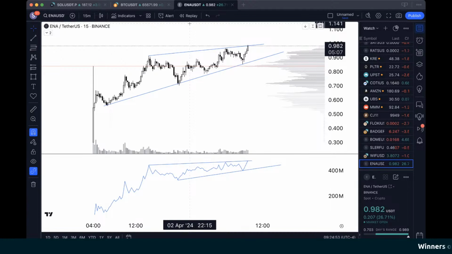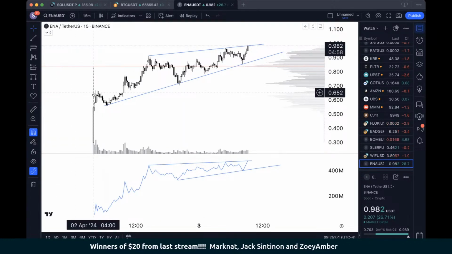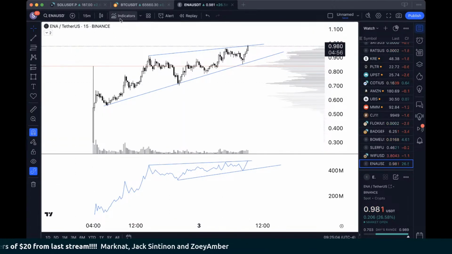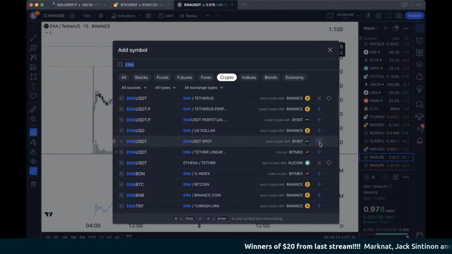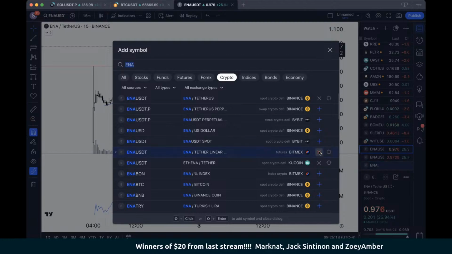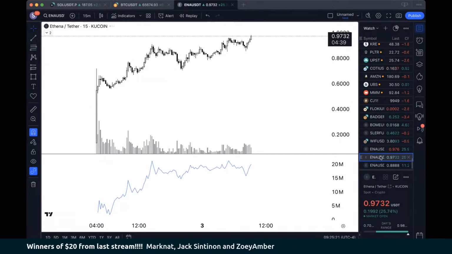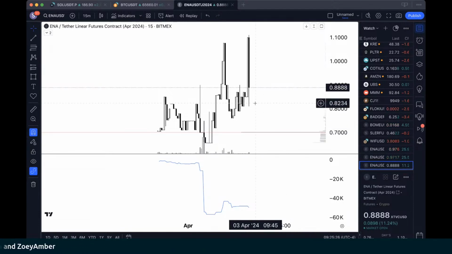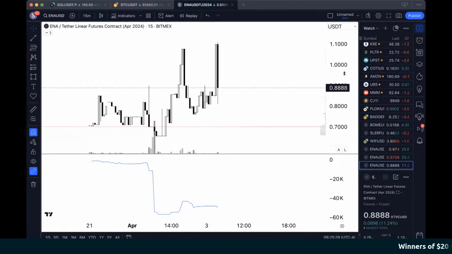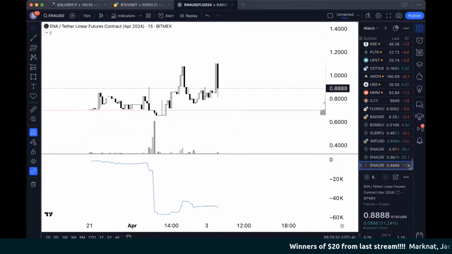Any other chart requests? Obviously, there's not a whole lot of sense in looking at the monthly on something that was listed on Binance 2 minutes ago. Now you could do, let's see, if it was listed somewhere else. Nope. Well, that's interesting. I don't even know what that is.